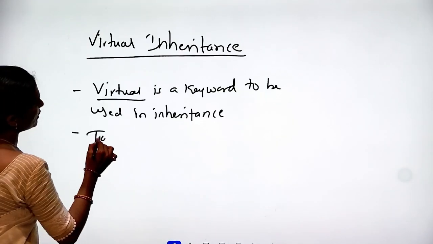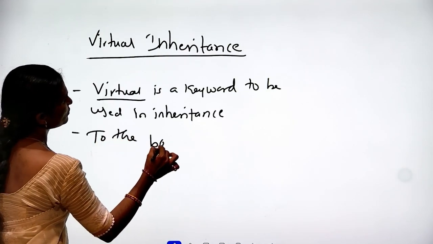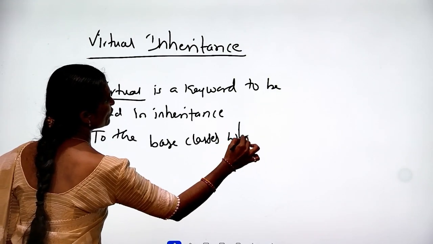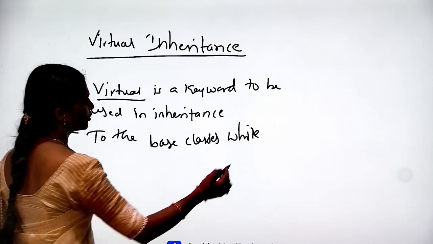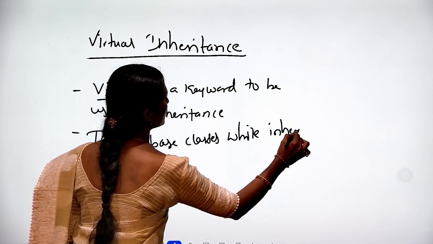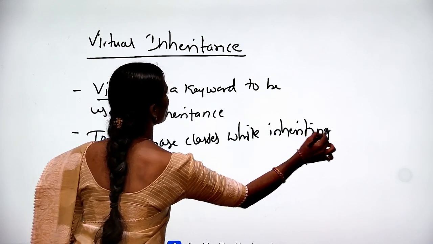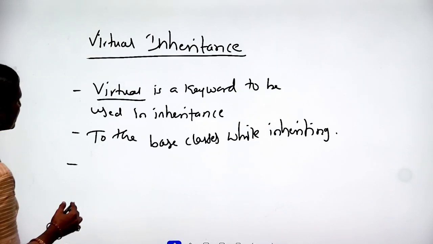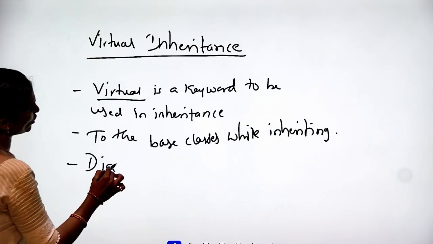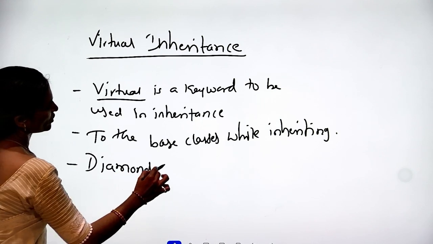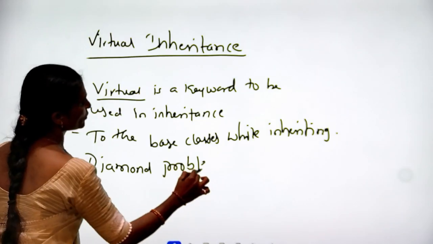Where? To the base classes, while inheriting. When we inherit, we have to use virtual for the base classes. When is it required? This is called the diamond problem. Okay, let us see what it is. The diamond problem.